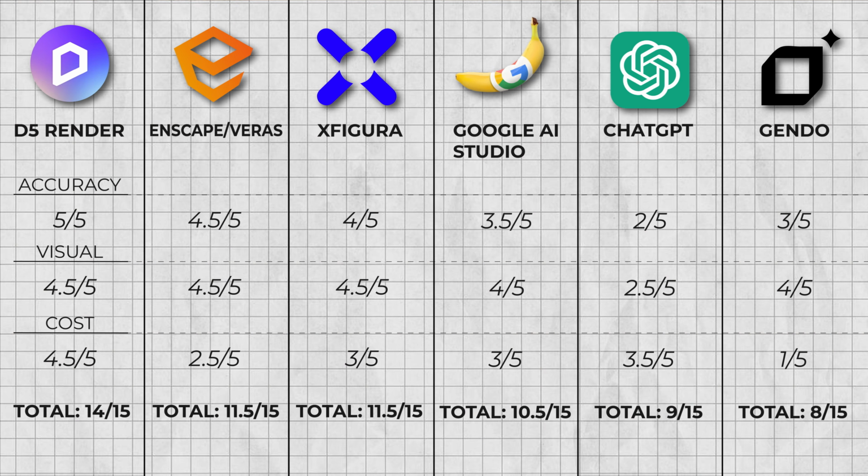So here are the final scores. D5 Render wins with a score of 14 out of 15, followed by Enscape, Xfigura, Google AI Studio, Gendo, and ChatGPT.